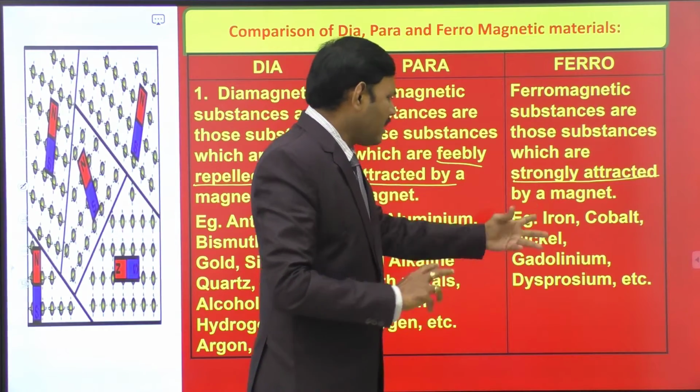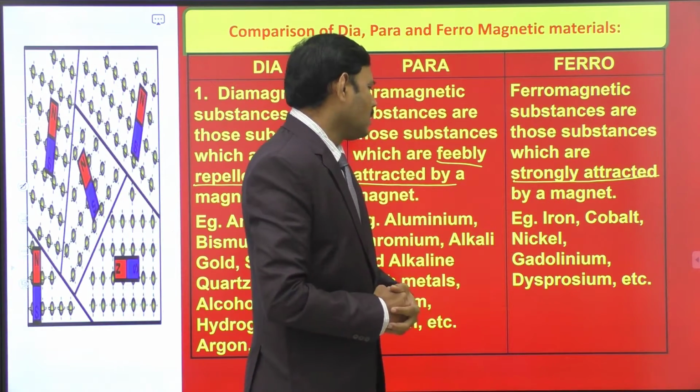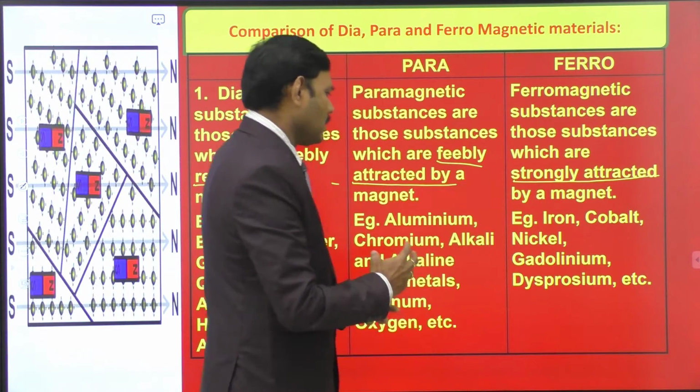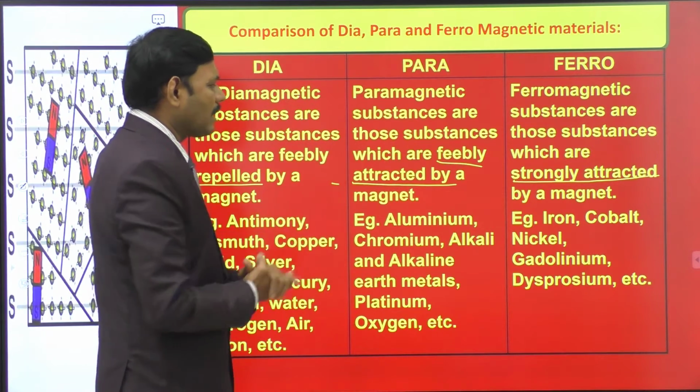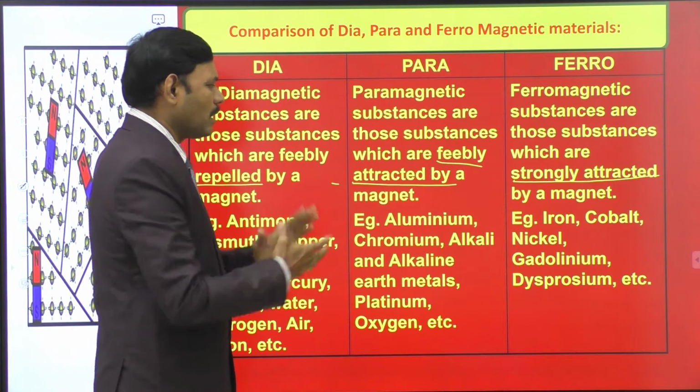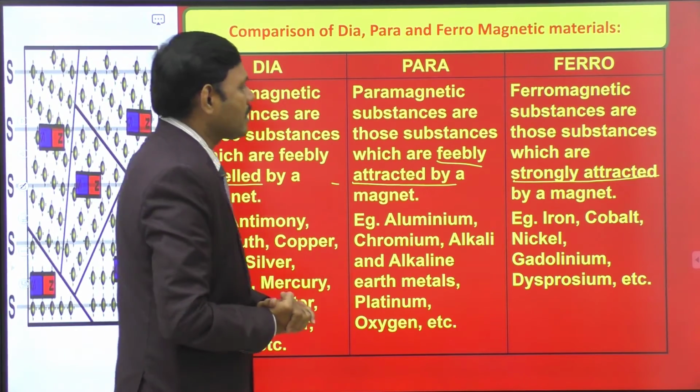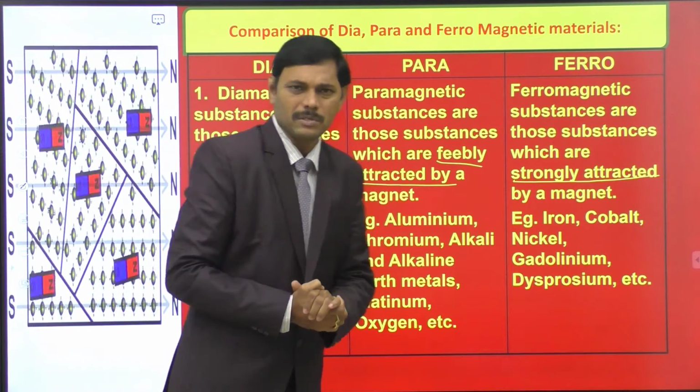Iron, cobalt, nickel, gadolinium and dysprosium are some examples of ferromagnetic substances. So iron, cobalt, nickel are the most important examples of ferromagnetic substances.